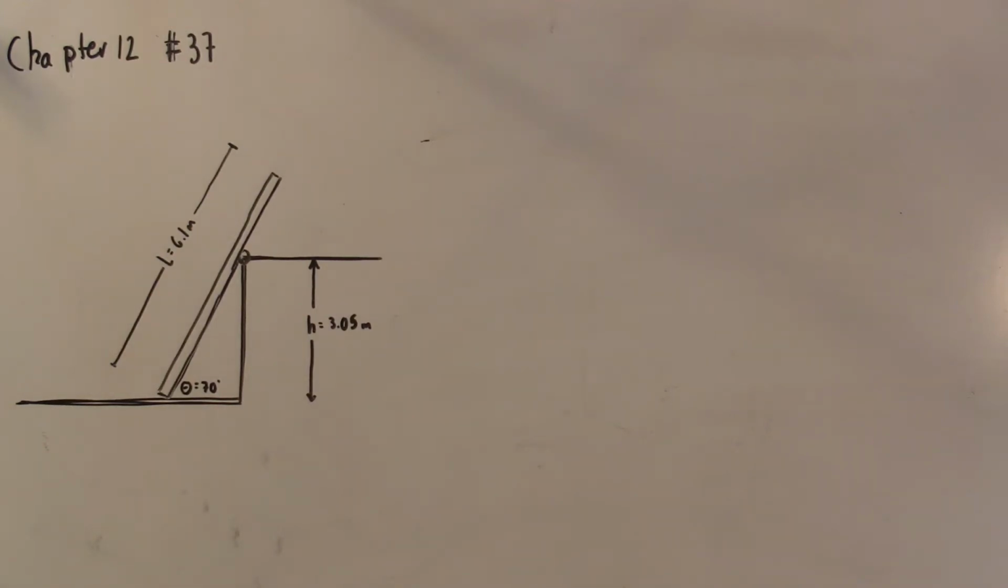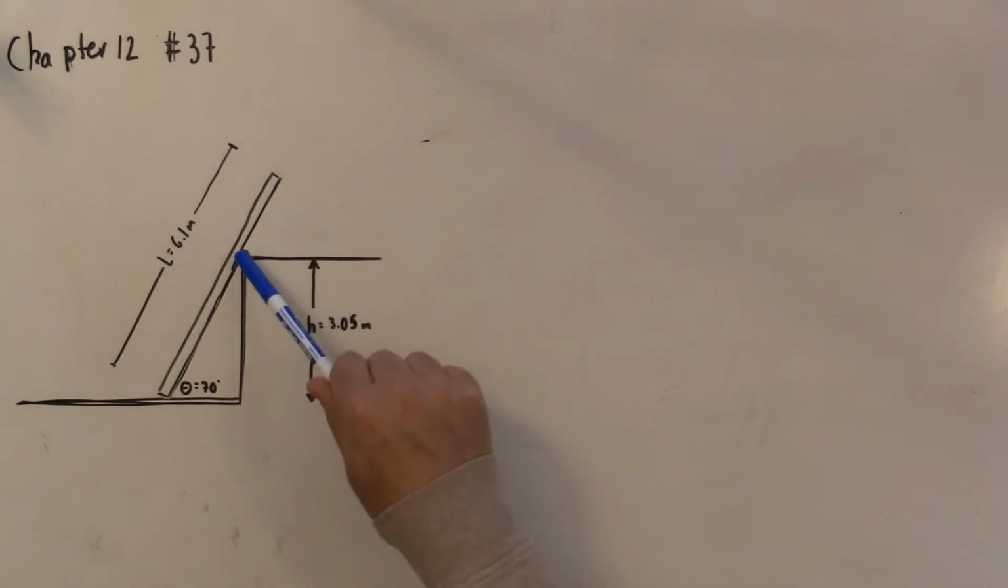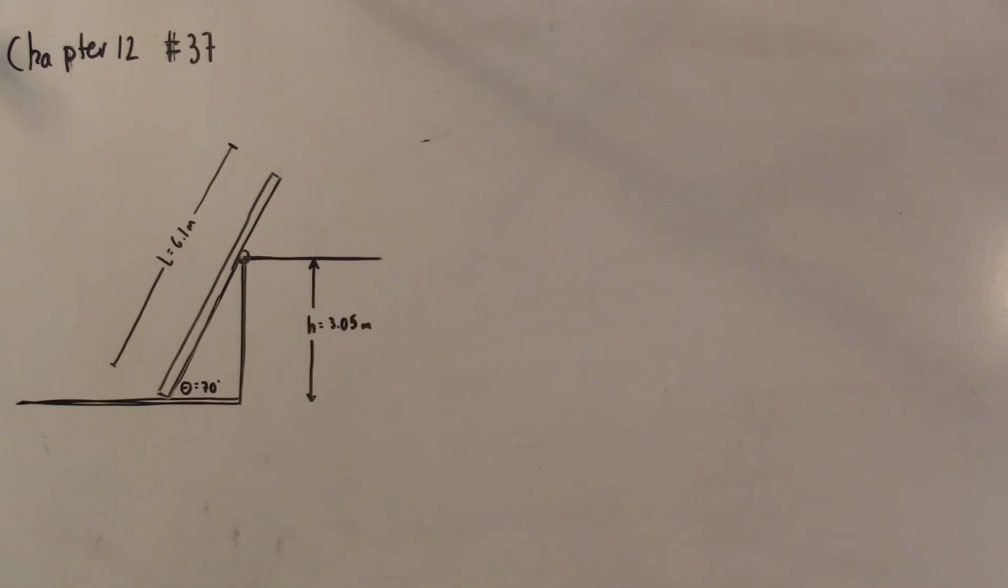Welcome to Chapter 12, number 37. This problem presents like a problem that we've seen before, the ladder problem, although this time, instead of it being at the top of the ladder, there's a roller that's here. And I think that it's a little challenging because you've got to try to figure out what the roller means.